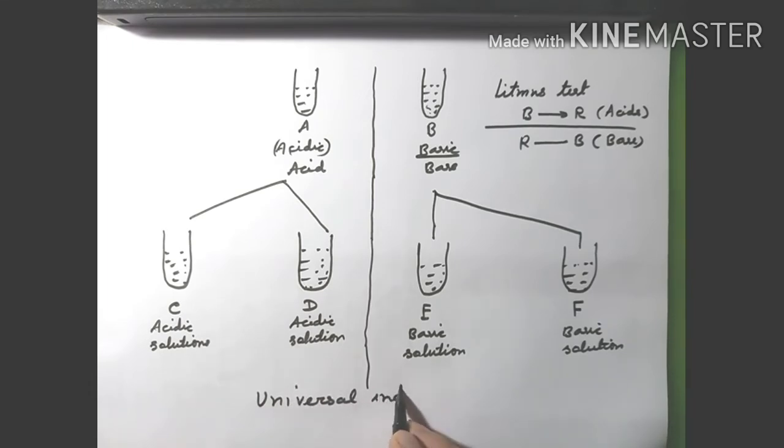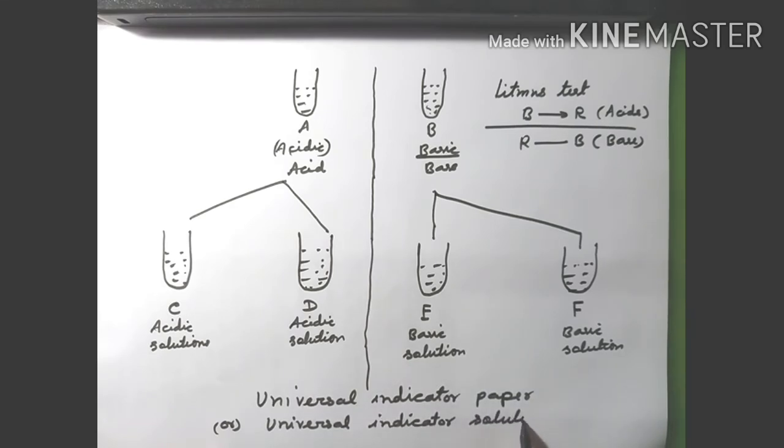Universal indicator paper or universal indicator solution. Actually, this universal indicator that is available in the market comes in two kinds: first in the form of paper, or second in the form of solution. Whenever we want to differentiate the strength of acidic and basic solutions, we just use this universal indicator paper or solution. In the easiest way, we use paper.